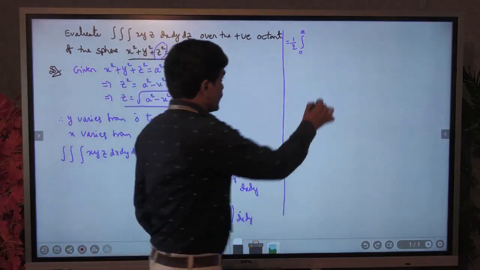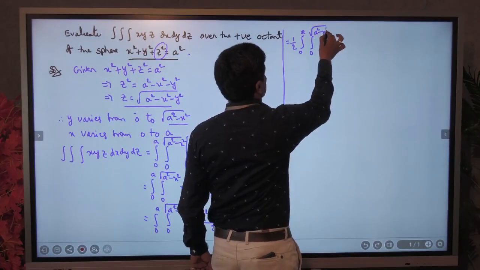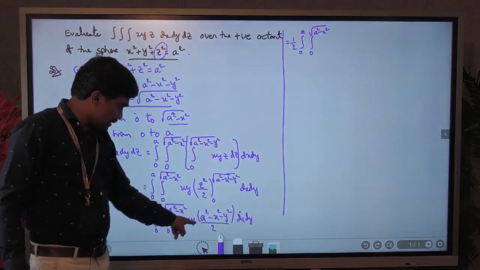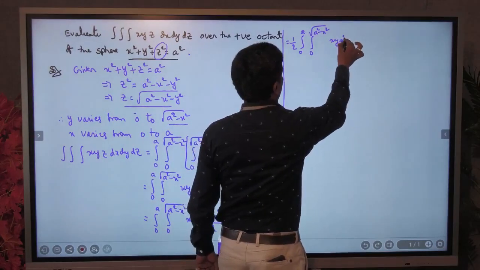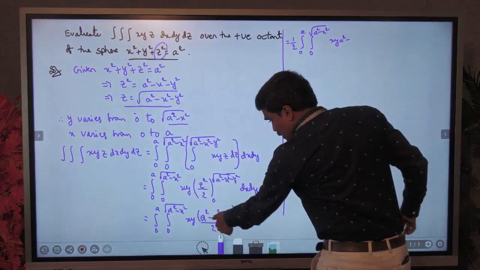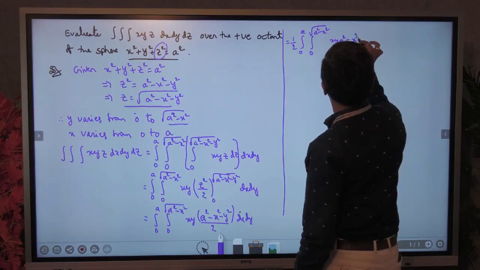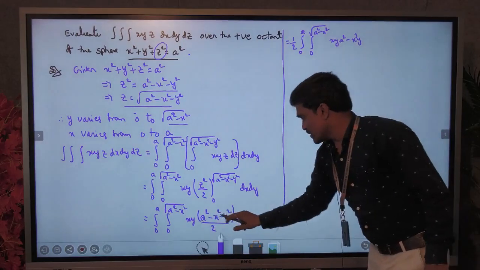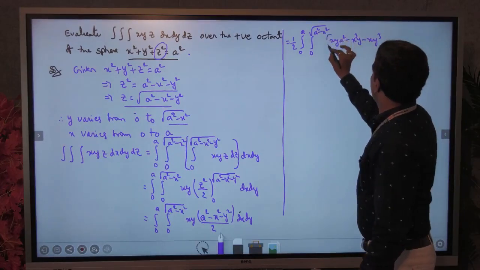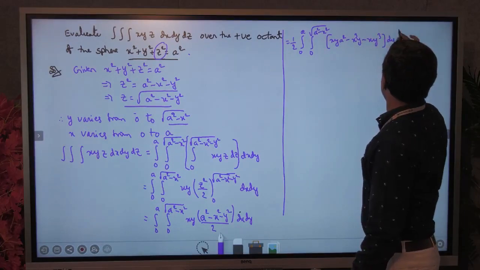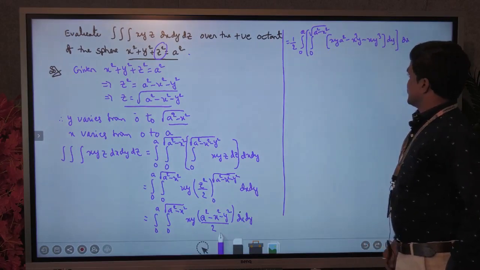Now integral 0 to square root of a square minus x square, then multiply here xy a square minus x cube y minus x y cube dy into dx, right, with respect to y.